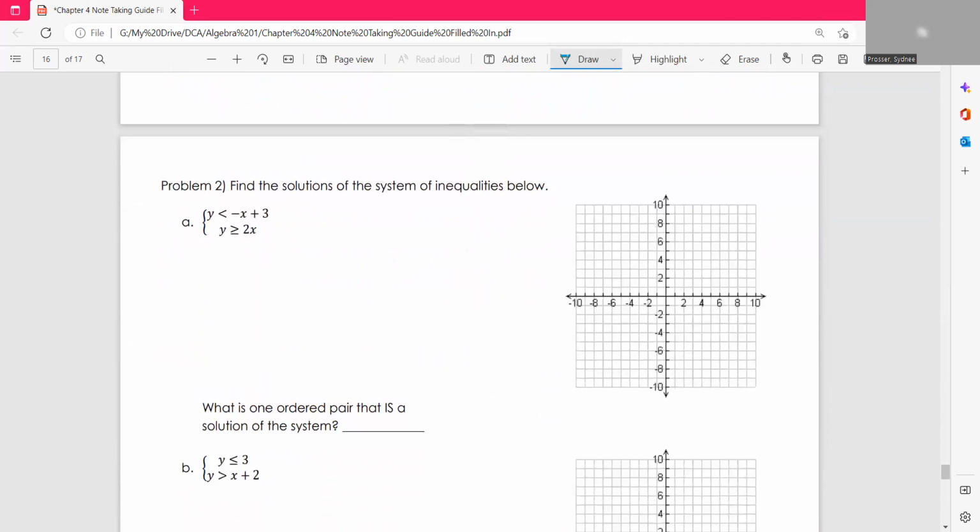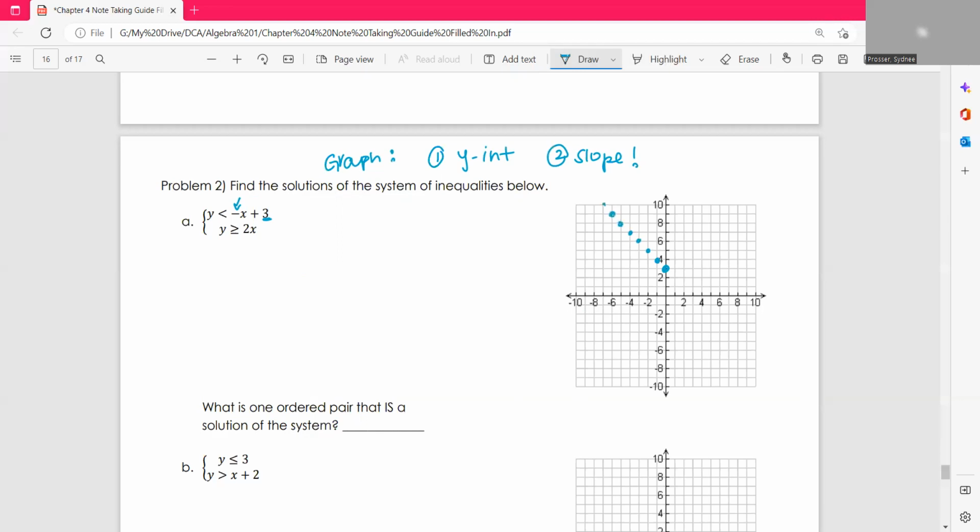Now we're going to practice finding the solutions of the system of inequalities below. So we need to do some graphing. If we look at A, we've got our system here. And remember when we graph lines, because these are both lines, we first graph the y-intercept, and then next we use the slope. So my y-intercept of this first inequality is 3, so I put a point on 3, and then my slope is -1, so I'm going to go up 1 and to the left 1, because a negative slope goes to the left.